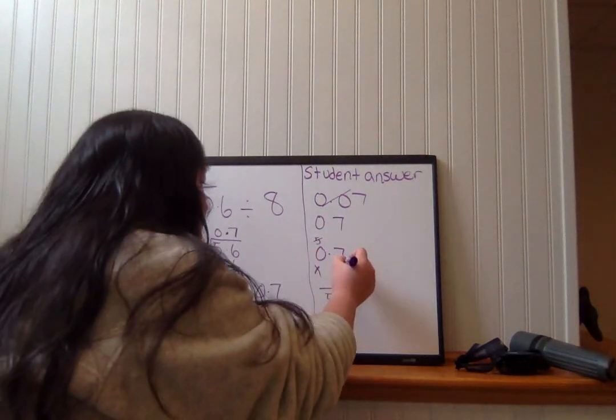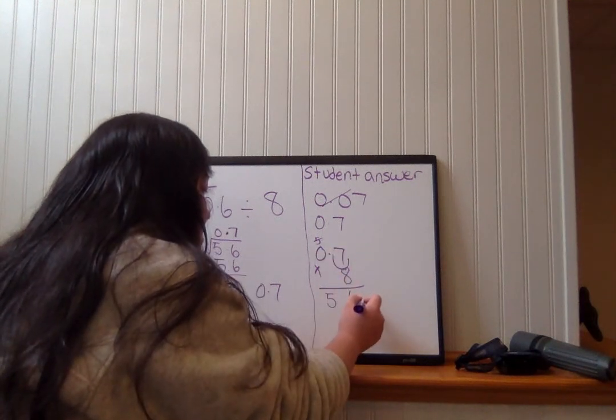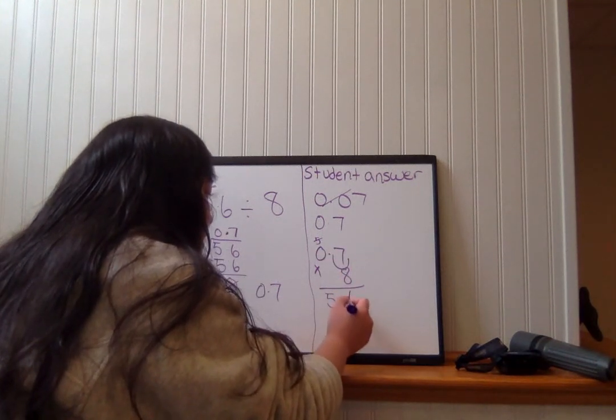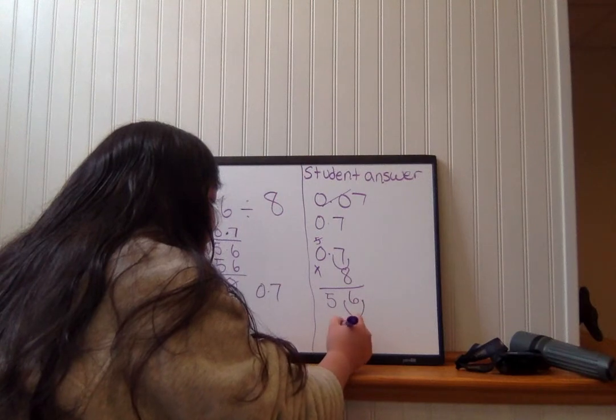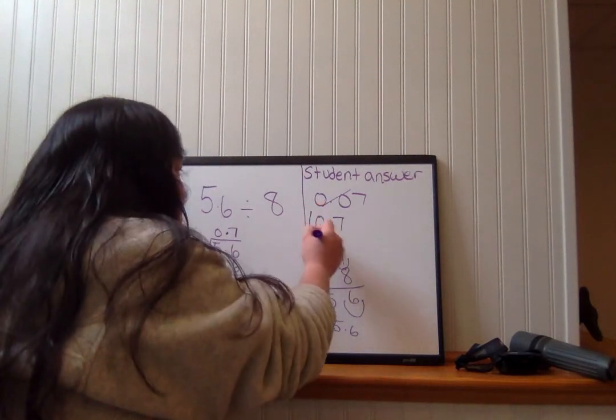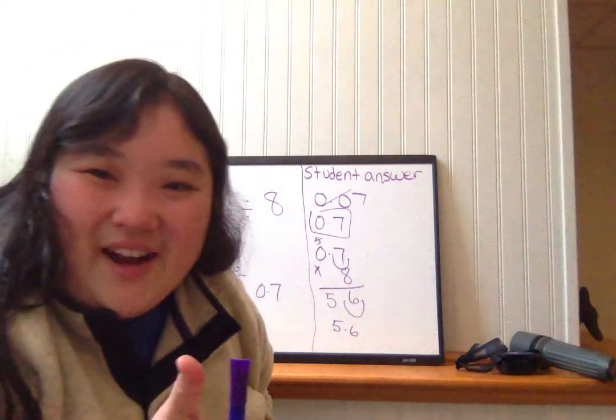And then we're going to count our hops. 1 hop. So we start our decimal at the 6 and we go 1 hop. And it's going to give us the answer of 5.6. So we know our answer of 0.7 is correct.